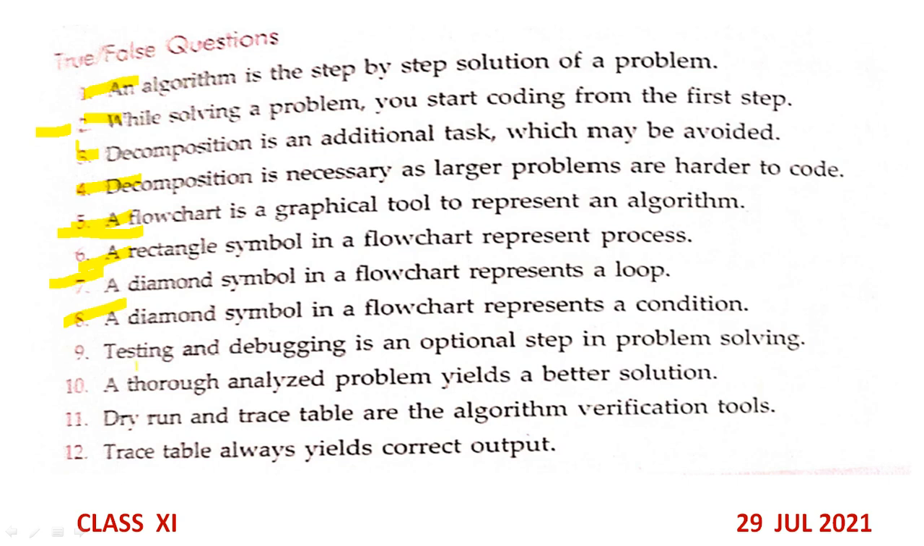Testing and debugging is an optional step in problem solving. False, it is a must. Then question number 10, a thoroughly analyzed problem is a better solution. It is also true. Dry run and trace table are algorithmic verification tools. It is true. And trace table always yields correct output, not necessarily, because it is storing intermediate results.